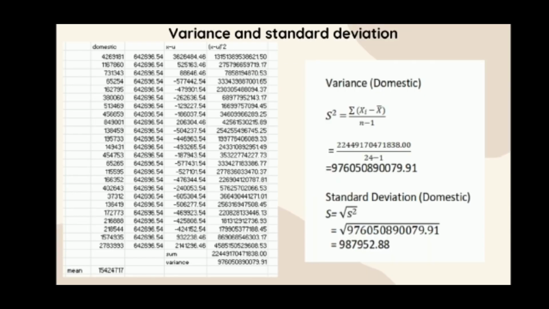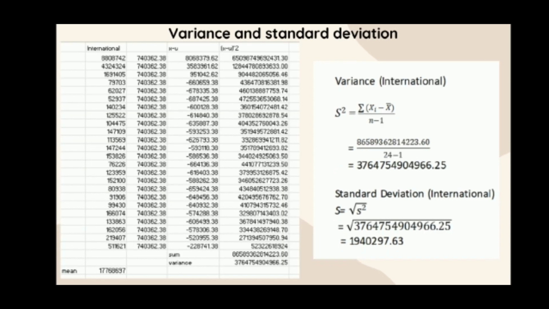Next is variance and standard deviation. The value of variance for domestic airlines is 976,050,090,079.91, and for international airlines it is 3,764,754,904,960.25. So this means that international airlines is higher than domestic airlines.